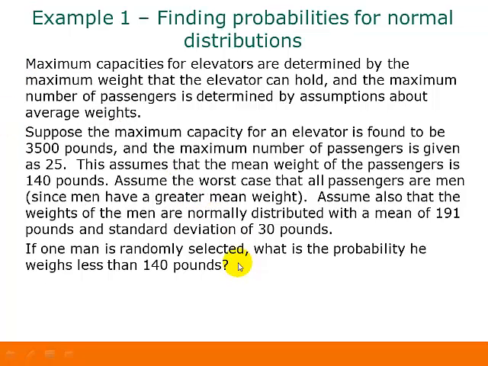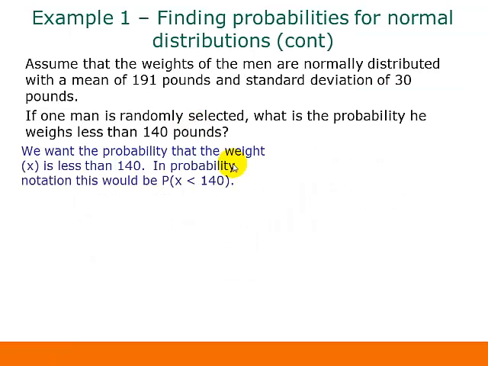So if one man is randomly selected, what is the probability he weighs less than 140 pounds? So we want the probability that the weight x is less than 140. In probability notation, this would be probability x less than 140. Again, we're going to draw the picture of our distribution.